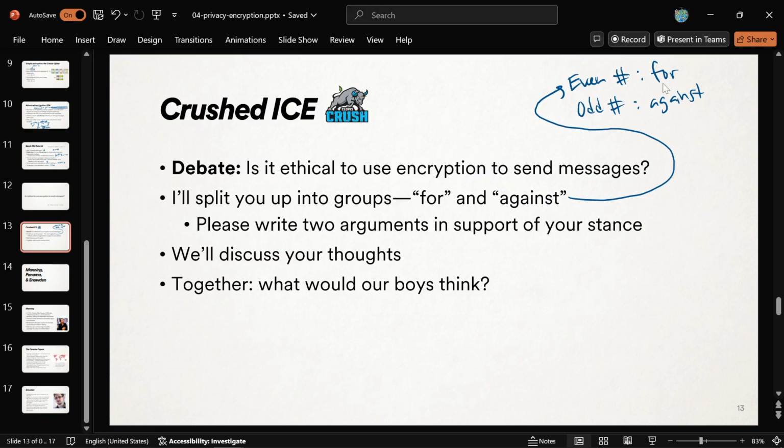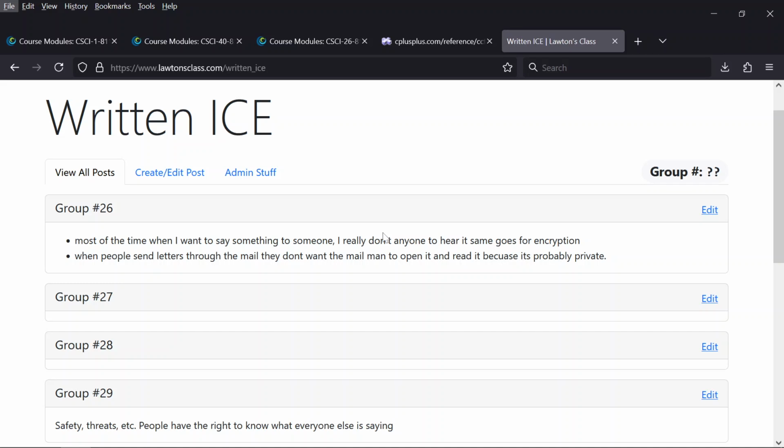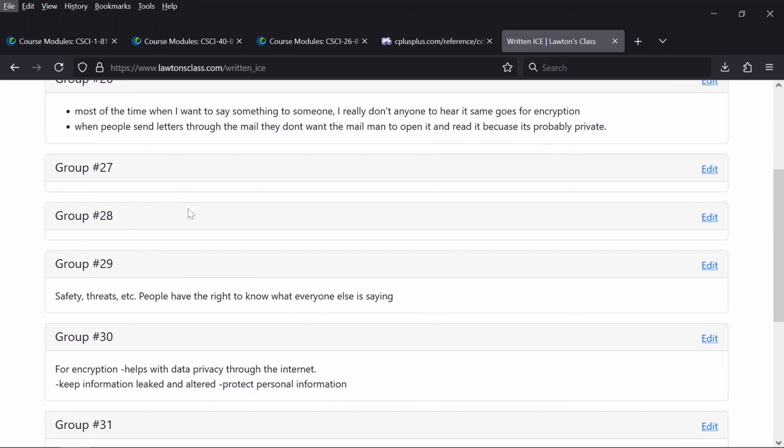So even was saying we love encryption. Why is it good? Let's see. Most of the time when I want to say something, I don't want anyone to hear it. Yeah, we like privacy. That's a good argument. And when people send letters in the mail, they don't want the mail carrier to open it and read it because it's probably private. That's the hope, right? Use a warrant if you need to. Only if this crosses international boundaries should somebody be allowed to open it. Or if the X-ray showed something weird, stuff like that. We want the same stuff for the internet. So good. And then let's look at an odd group.